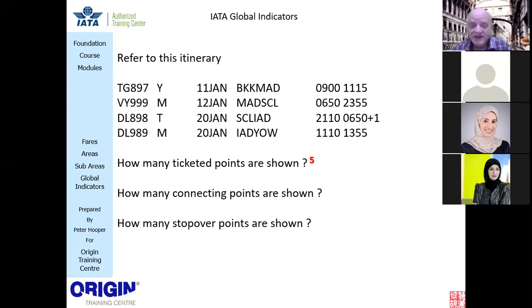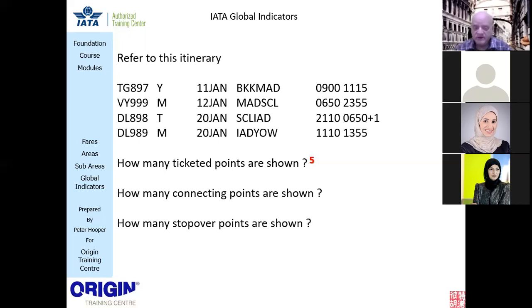So what day do I arrive in Madrid? 11th of January at 11:15. I leave Madrid the next day on the 12th, but at what time? 6:15. Still within 24 hours. So is that more or less than 24? Less. So I've got one connection. Santiago de Chile, I arrive on the 12th and I leave on the 20th. The date is different, so it's not a connection. What about Washington?